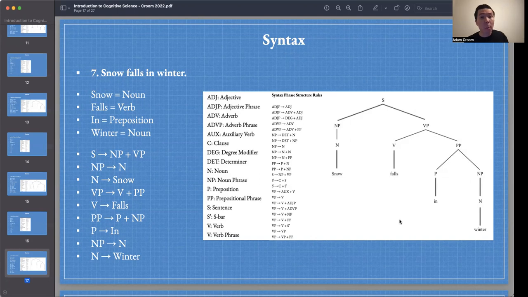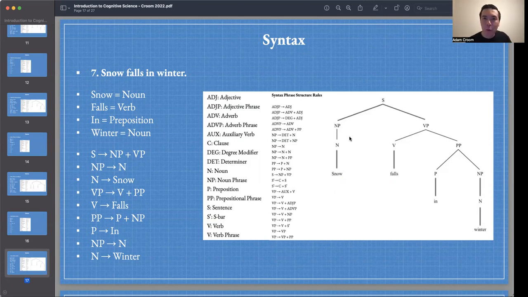Falls in winter is the verb phrase, okay? And so that's why we have falls in winter here, right? And we know that the VP can take a V and a PP. And that's provided here, right? VP can take a V and a PP. And this should be embedded in your knowledge now, right? How we treat the NP, just snow. So snow falls in winter is the tree diagram for this sentence.